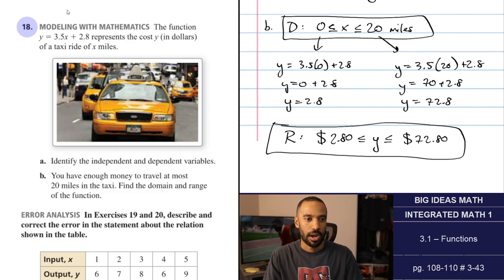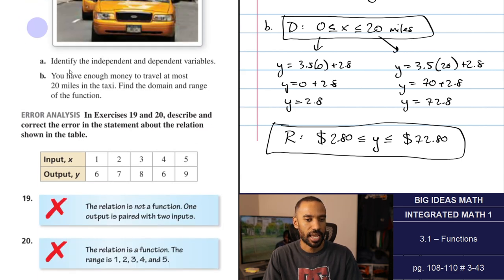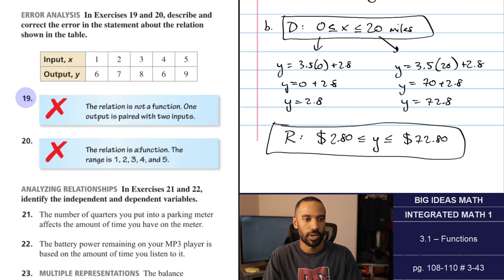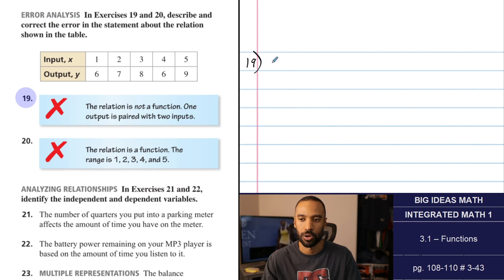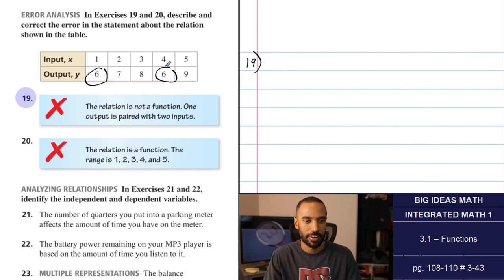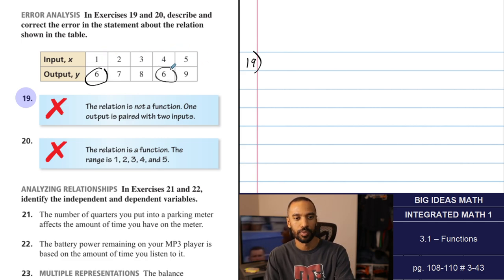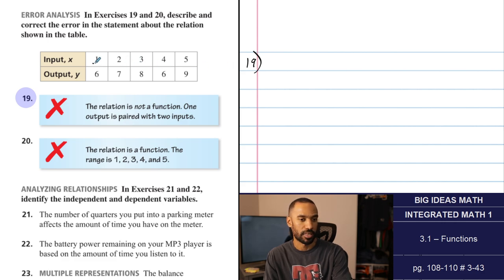Okay. Error analysis. In exercises 19 and 20, describe and correct the error in the statement about the relation shown in the table. Number 19, we have this table and they say it's not a function because one output is paired with two inputs. Well, hold on. They are correct that 6 repeats itself and it has different x values for that. They are incorrect in stating that's not a function. Now, is it a function or not? That depends on this thing. Looks like it is a function because each input never repeats itself. There's only one output for each input.